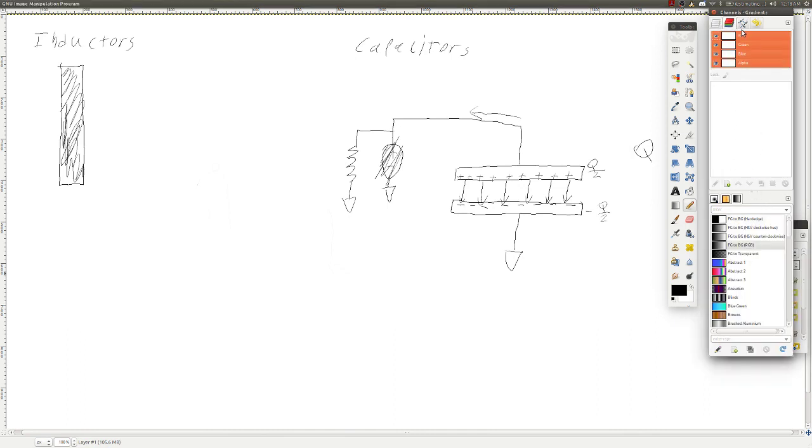Let me go ahead and get a color here real quick. Have I ever actually changed? Yes, I have changed colors.